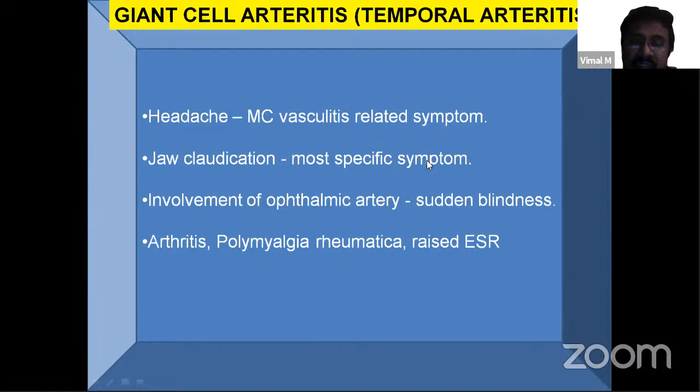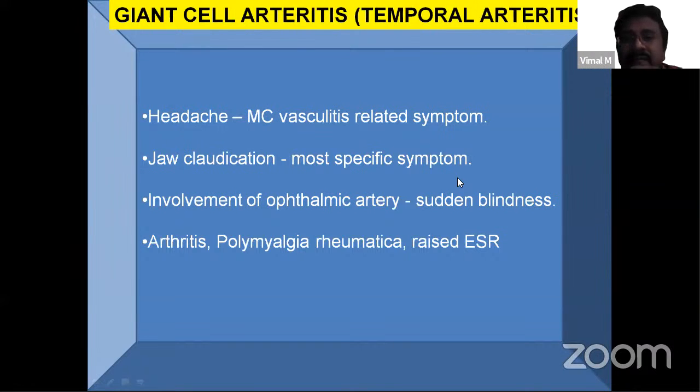And jaw claudication will be the most specific symptom. Jaw claudication is when the patient, while masticating, has pain in the jaw muscles. Okay, that is claudication pain. So if a patient is complaining of jaw claudication pain, actually it is a very highly specific symptom for giant cell arthritis.